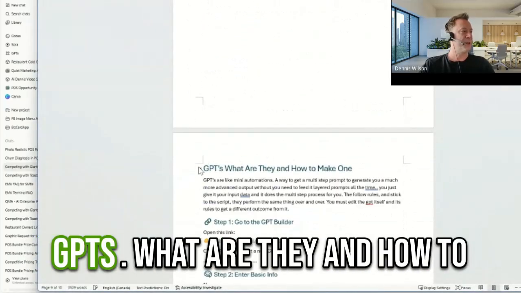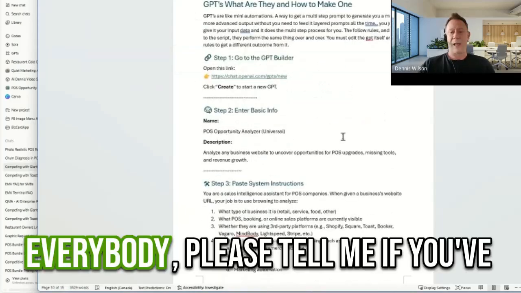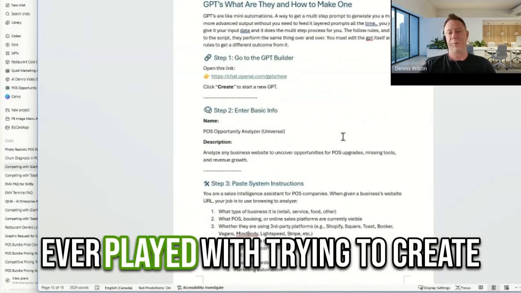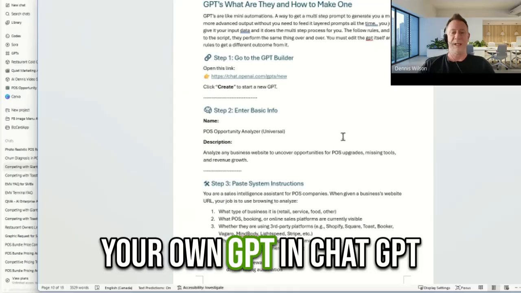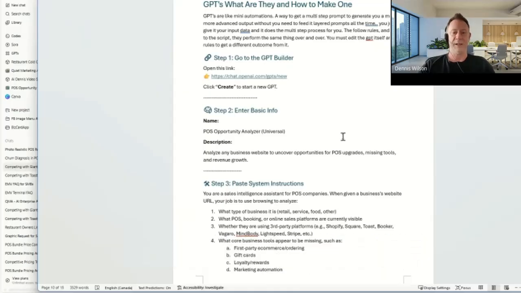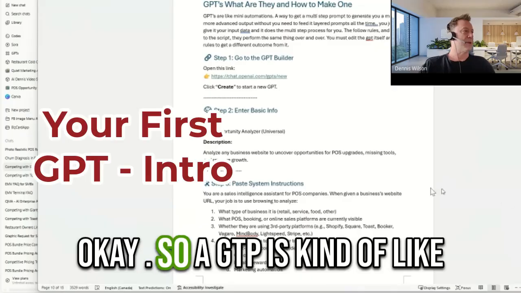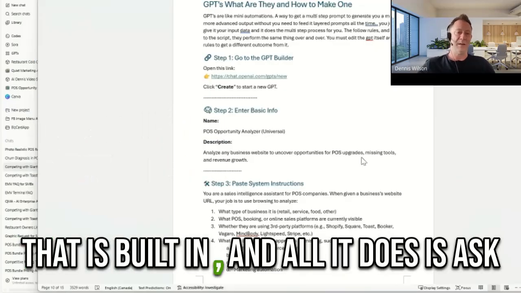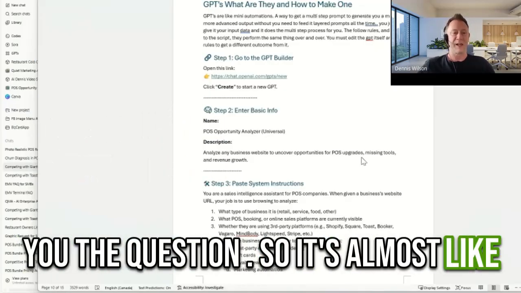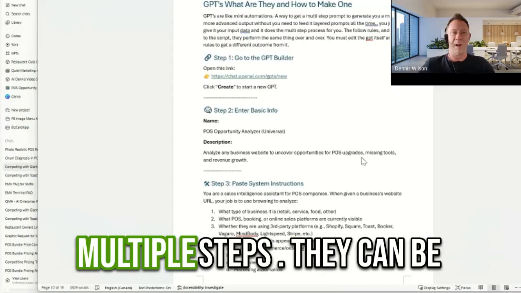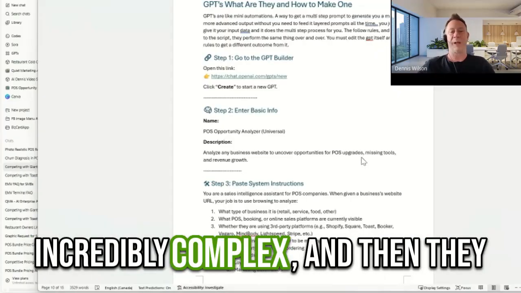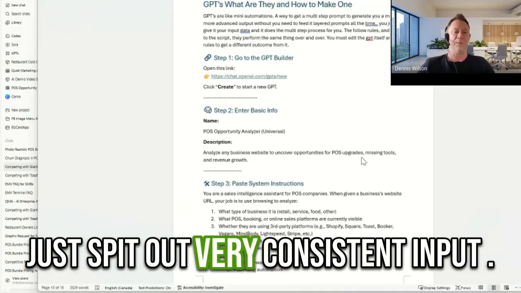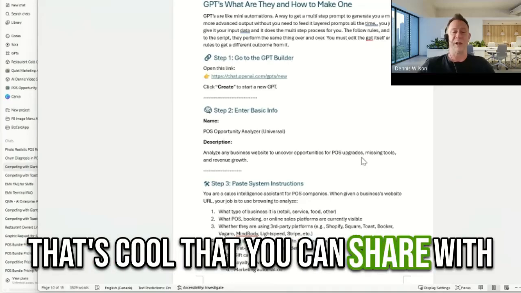Now we're going to get into GPTs. What are they and how to make one? Everybody, please tell me if you've ever played with trying to create your own GPT in ChatGPT. Okay, so a GPT is kind of like an automatic prompt that is built in, and all it does is ask you the question. So it's almost like a chatbot, but it can be built with multiple steps. They can be incredibly complex, and then they just spit out very consistent output. So it's something you can make that's cool that you can share with your customers.